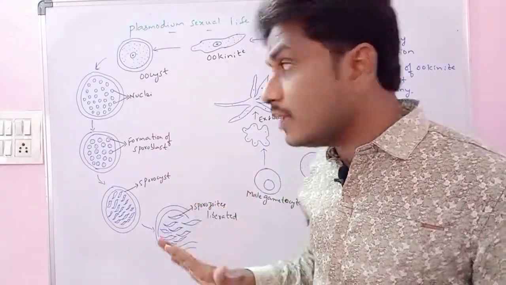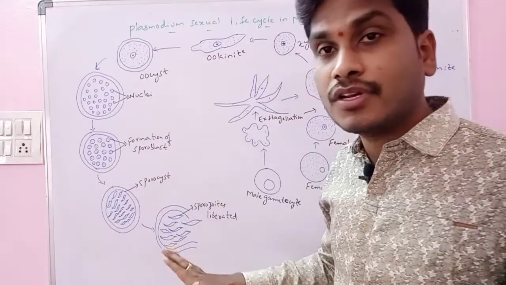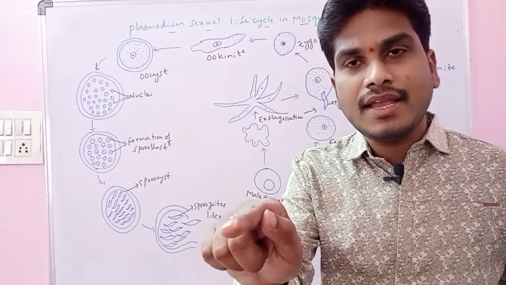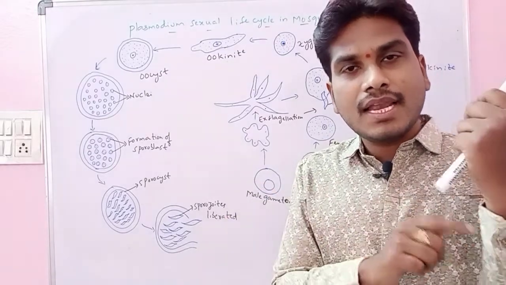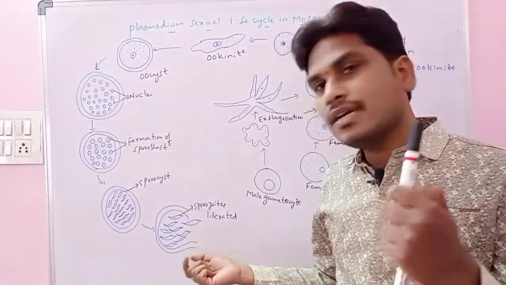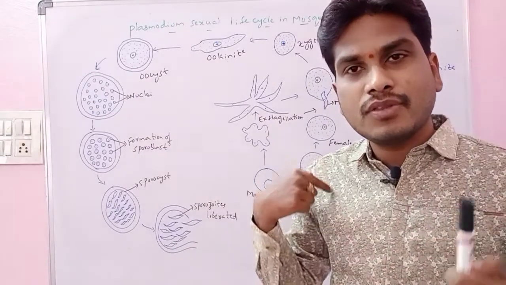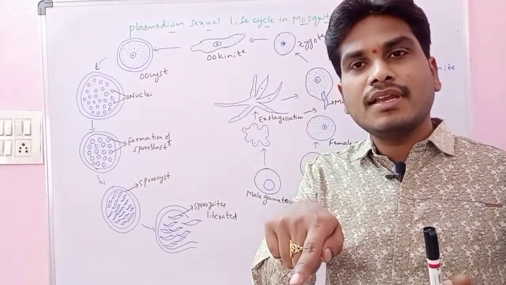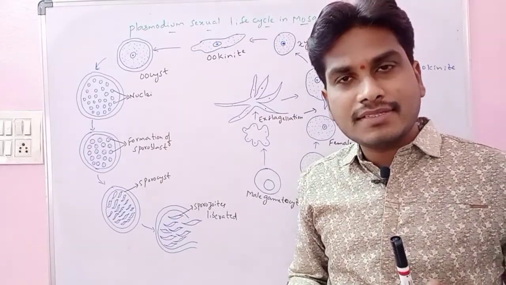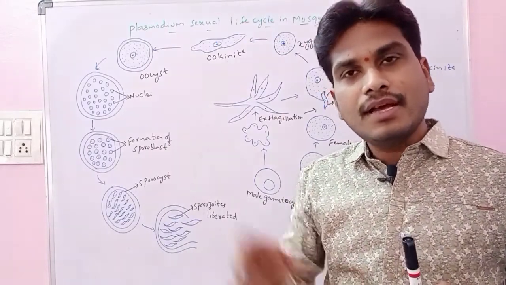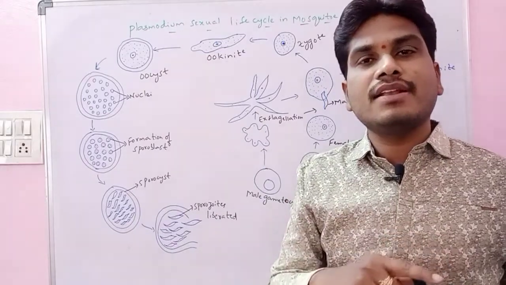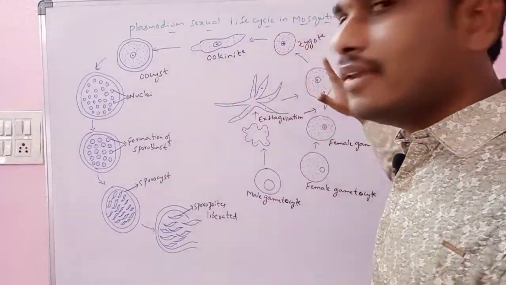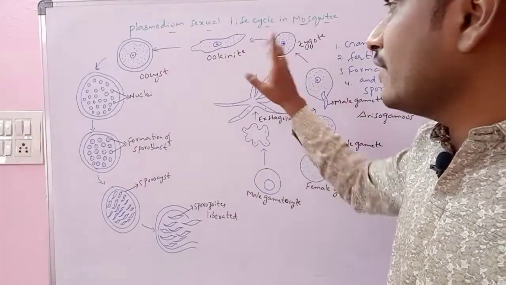Whenever this female Anopheles mosquito in which the sporozoites are present bites a new person, what will happen? The saliva consisting of sporozoites enters into the new host, the new human being. Again the sporozoite enters the hepatic schizogony, that means the liver cells, and there again the asexual life cycle takes place in the human being. This is about the sexual life cycle which takes place particularly in the female Anopheles mosquito.